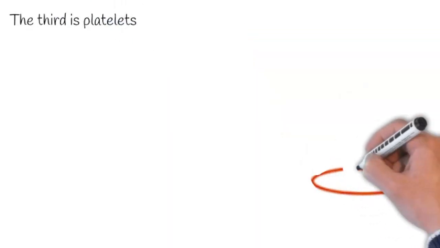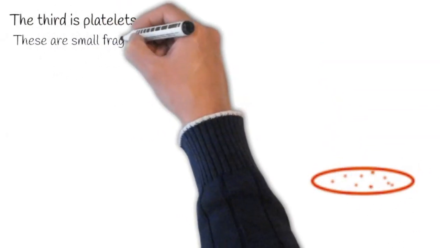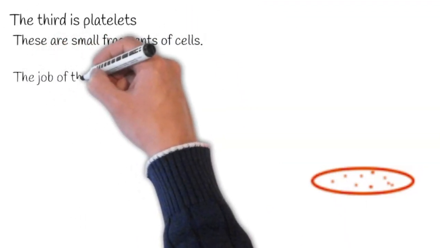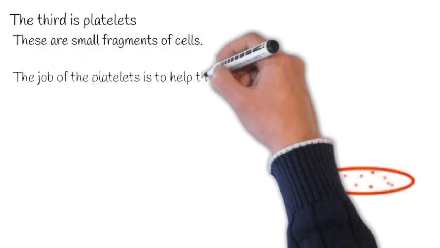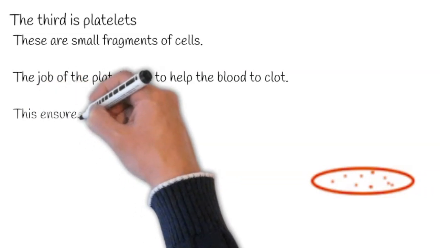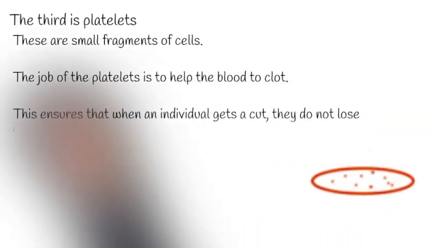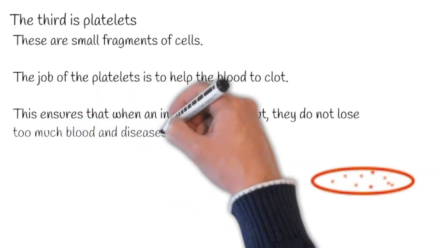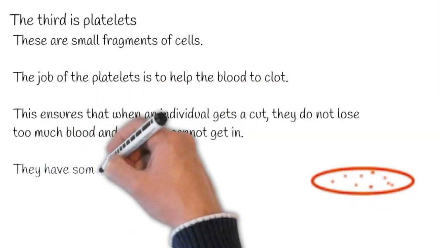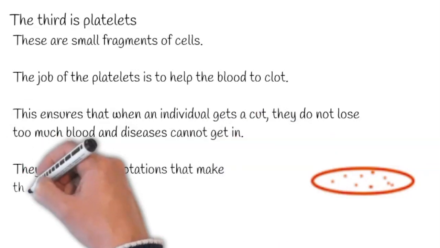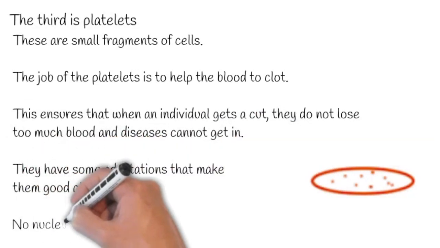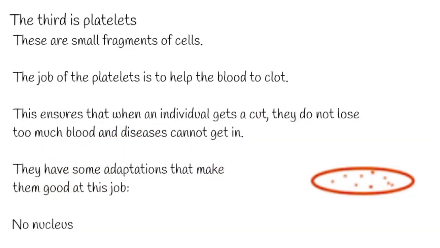The third is platelets. These are small fragments of cells. The job of the platelets is to help the blood to clot. This ensures that when an individual gets a cut, they do not lose too much blood, and diseases cannot get in. They have some adaptations that make them good at this job. They have no nucleus.